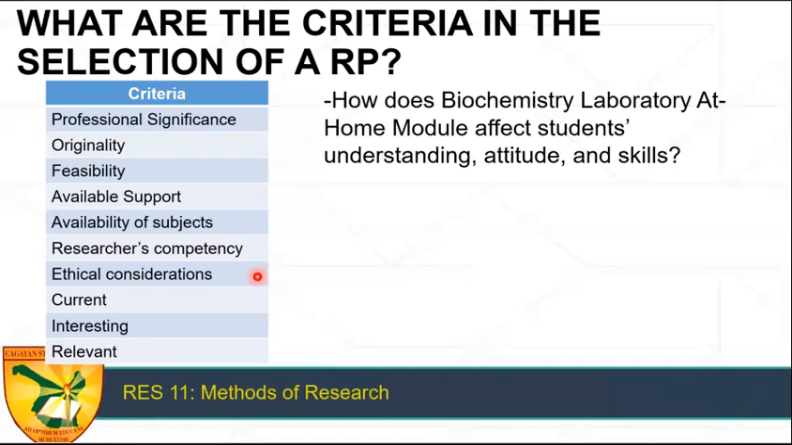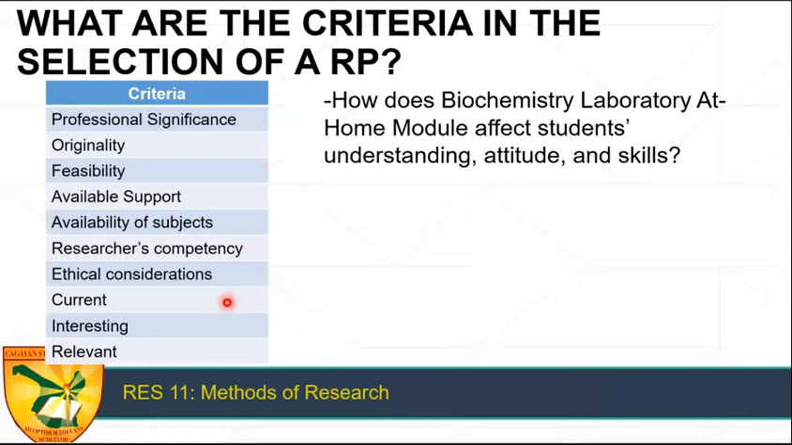So for ethical considerations, we already have an institutional ethics board, and we also have the Region 2 Trauma Medical Center, where we have our ethics clearance, which is already an accredited ethics review board. So next, it is current.